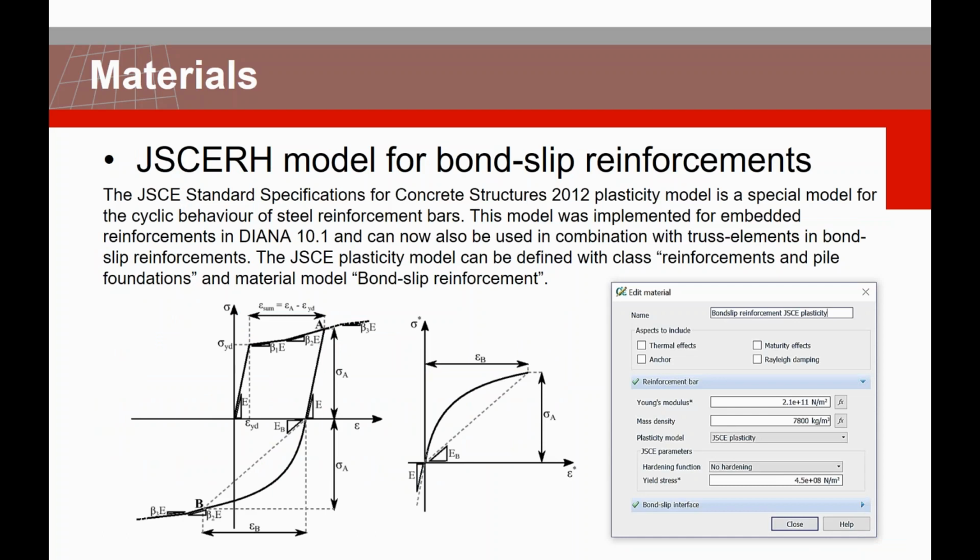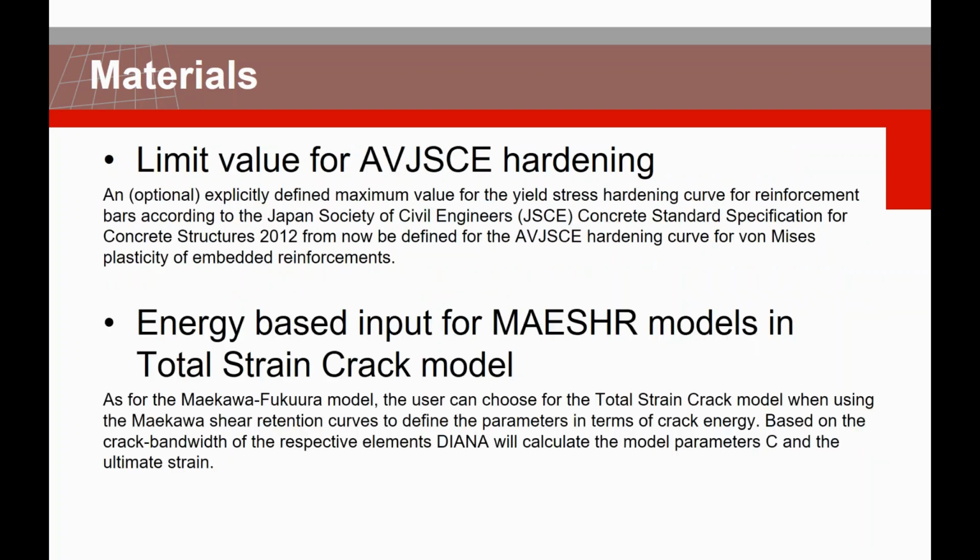We have improved a lot for our Japanese clients, specifically for modeling bond slip reinforcement, which is basically a kind of 1D element for embedded elements and the bond slip reinforcement that can be used for reinforced concrete based on the corresponding specification provided by the Japanese Society of Civil Engineering, and also the maximum value for the yield stress and the hardening curve associated with the reinforcement, and also for shear retention.